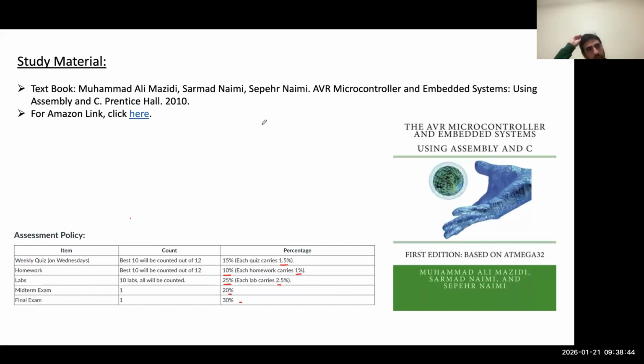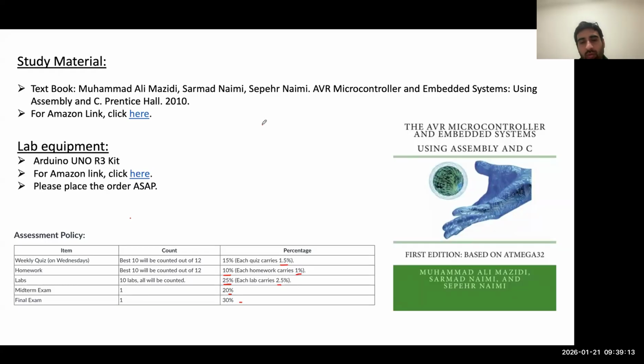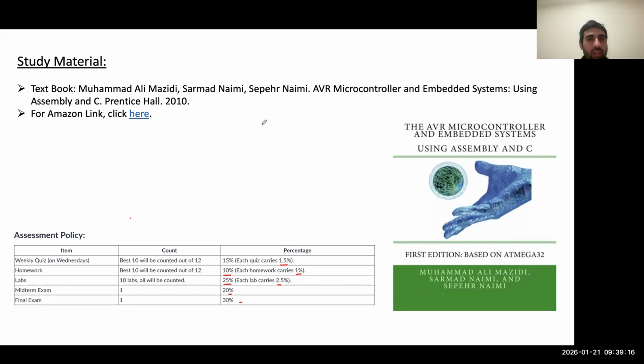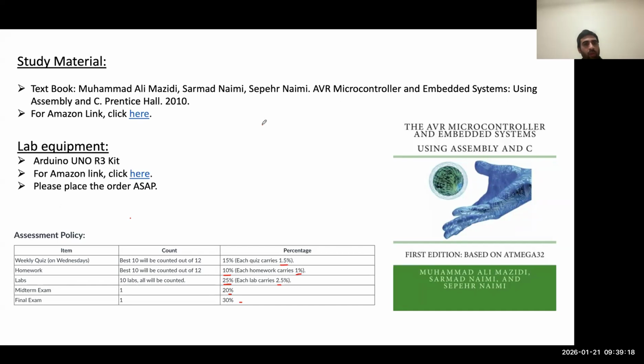Okay. So for study material, we are using this textbook, AVR Microcontroller and Embedded System using Assembly and C. Here I have given you the Amazon link for the book if you want to buy it. Otherwise, I haven't bought it. You can easily find it in PDF form on Google and use it. I don't know how ethical that practice is, but it is available in PDF form on Google.